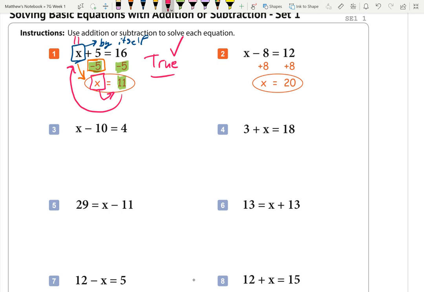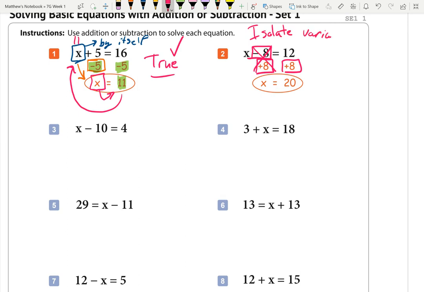We see that x is paired with minus 8. And to get rid of minus 8, you're going to do the opposite of that, which is add 8. And so when we do that to both sides, we're going to get x equals 20. Now, in terms of why we want to add that 8 so we can cross off that minus 8, we're trying to isolate the variable.